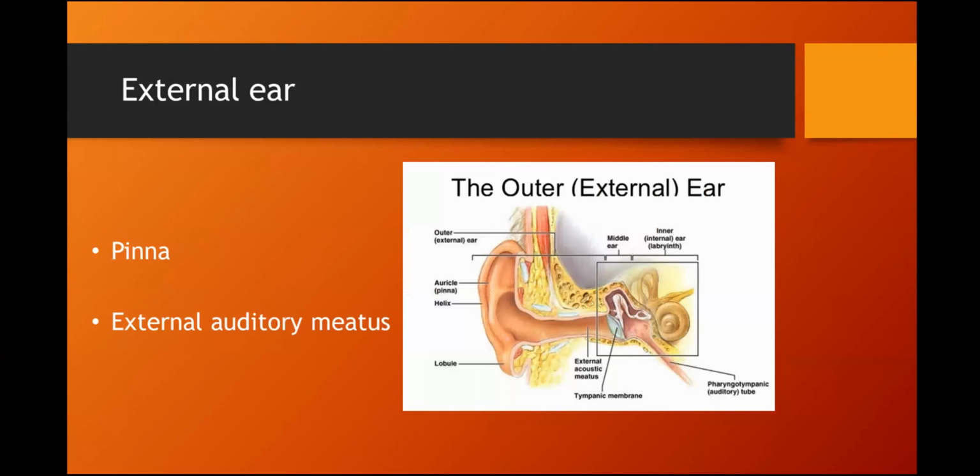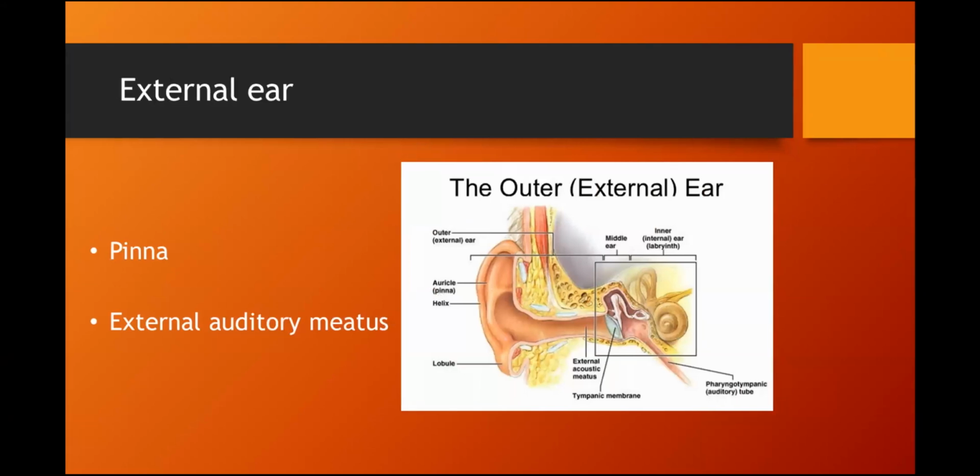The external ear is composed of the pinna, which is the visible part, the auricle, and the external auditory meatus. The external auditory meatus is about 3.5 cm. The outer third is the cartilaginous part, and the inner third is the bony part, and it ends with the tympanic membrane.